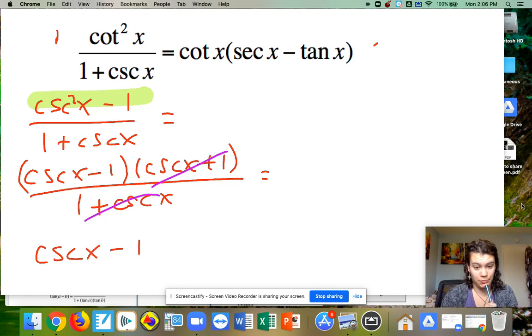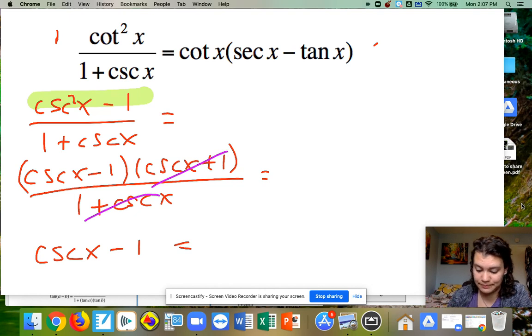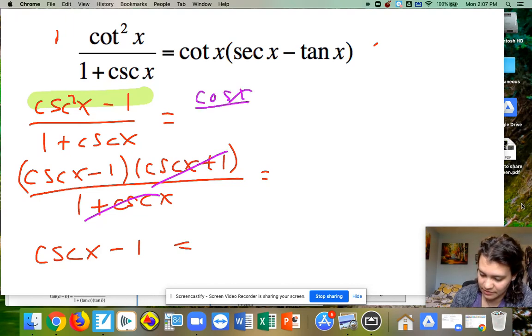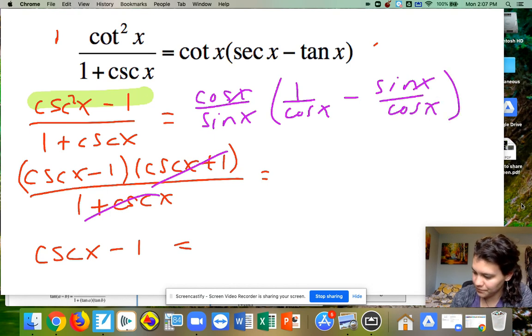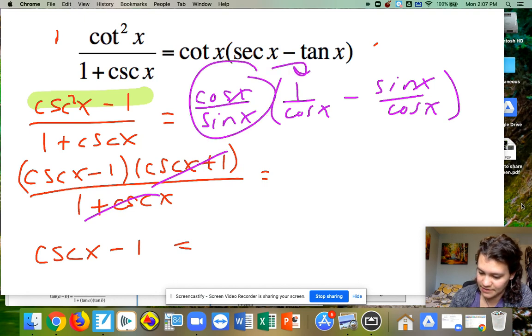So I think I'm going to stop at this point and go to the other side. You could keep going and rewrite this as 1 over sine minus 1 and see where you go from there. It doesn't really matter. But I'm going to switch and work on the other side. So I'm going to rewrite all of these in terms of sine and cosine. So we get like this. Now I'm going to distribute this into all of these.